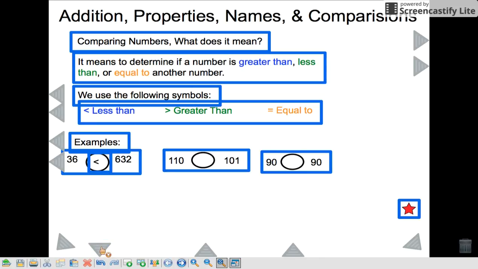36 is less than 632. Let's check the second answer. 110 is greater than 101. And 90 equals 90. Great job. Kiss your brains.